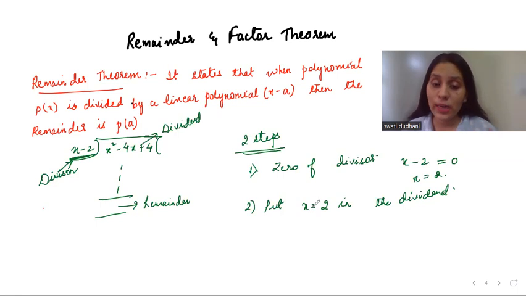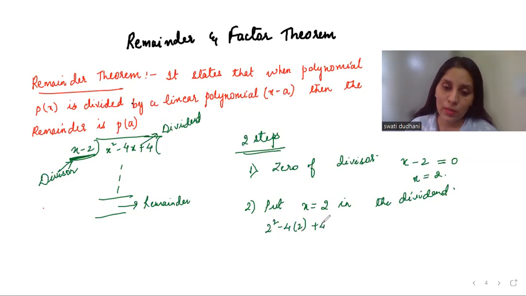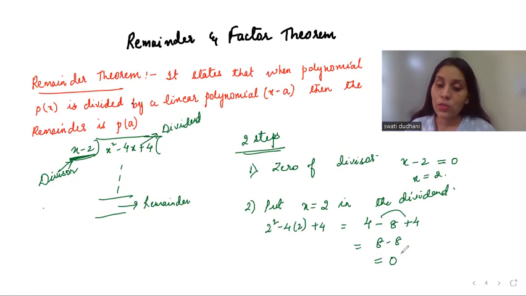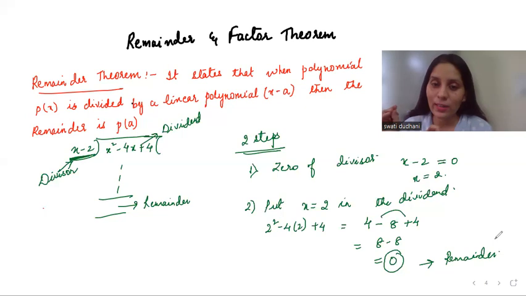So when I substitute x as 2, we get 2 square minus 4 into 2 plus 4. So 2 square is 4, minus 8, plus 4. So 4 plus 4 is 8, 8 minus 8 is 0. The end result that I get is the remainder. So there are only 2 steps to find the remainder. First you need to find the zero of the divisor, and second you need to substitute that zero in the dividend to get the remainder.